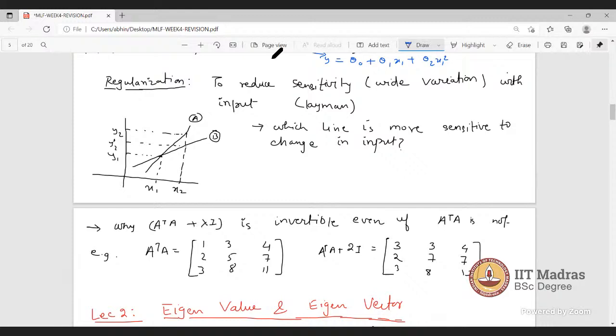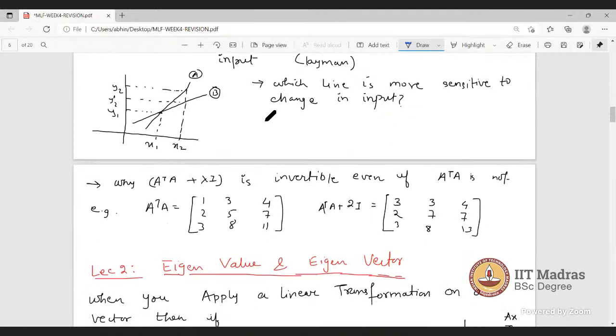Why? Slope is high. Yeah, its slope is higher, right? So it is steeper. So if there is a small change in input, there will be a larger change in output, right? So basically in regularization, what we are doing is playing with the slope. So if somehow we reduce this slope, then this sensitivity will reduce. So that is what we are doing in case of regularization.